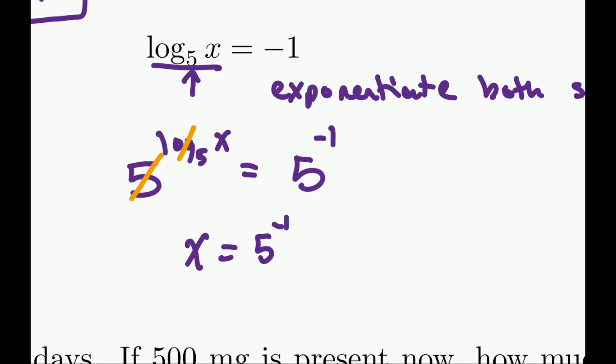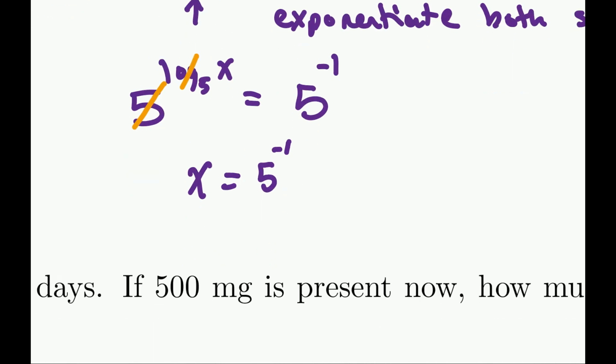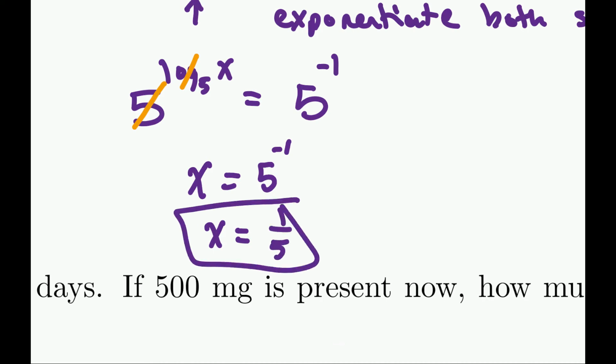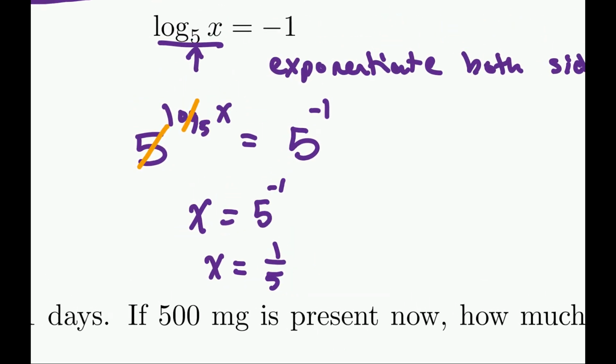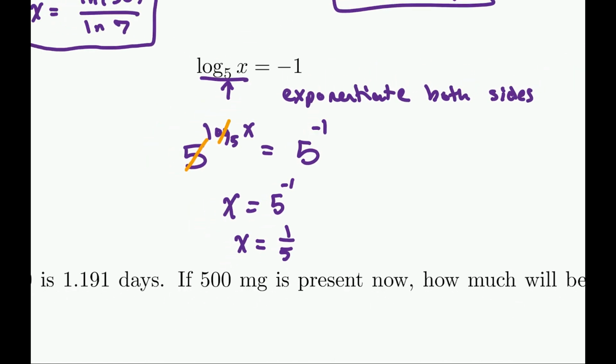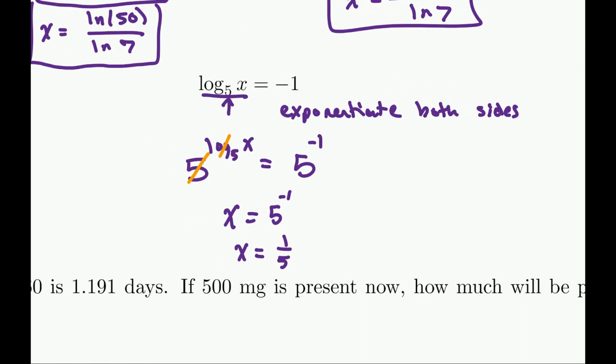So that's it. We essentially did the whole thing there. Of course, 5 to the negative 1 is 1 over 5 to the 1, so x is 1/5. Easy enough to do those by hand. It's all down to the basic definition of a logarithm: it's the inverse of the exponential. So log base 5 is the inverse of 5 to the x.